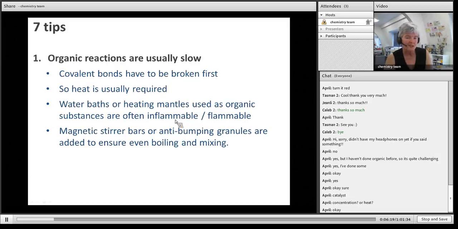So because organic compounds tend to burn, you don't really want Bunsen burners around, and that's why we have the heating mantles. If we have a water bath, at least you've got the water there.